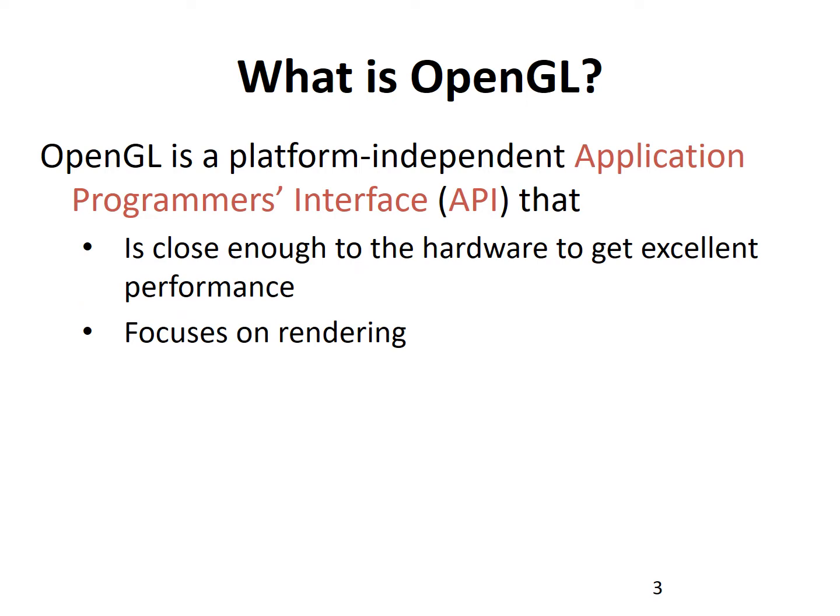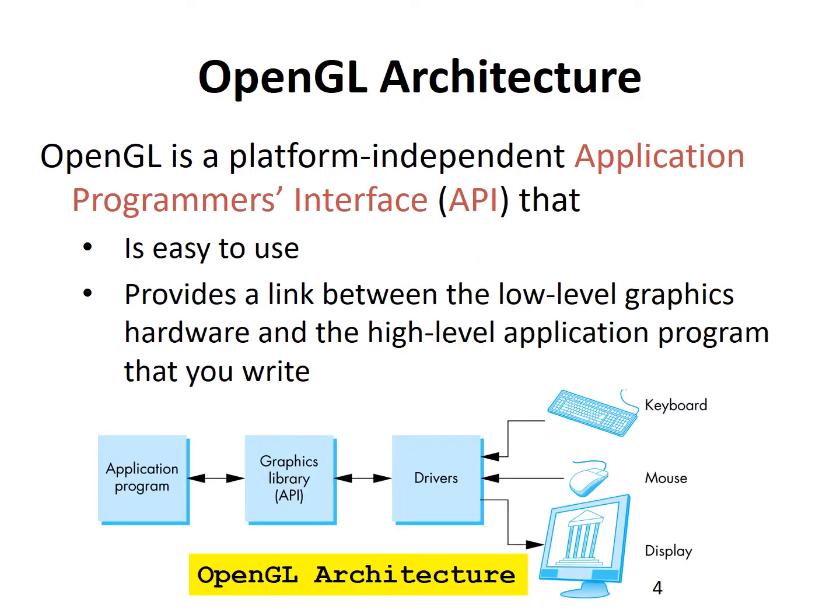OpenGL is a platform independent application programmer's interface, shortly known as API. It is close enough to the hardware to get excellent performance in terms of time and perform real-time rendering. It focuses on rendering and gives sufficient flexibility to the programmer to render different types of objects. The OpenGL architecture is simple and easy to use. It provides a link between the low-level graphics hardware and the high-level application program that you write.